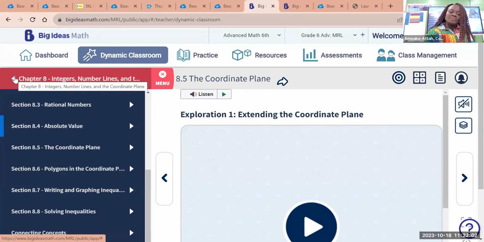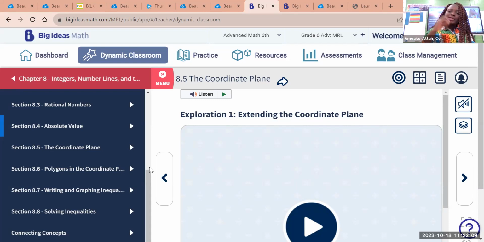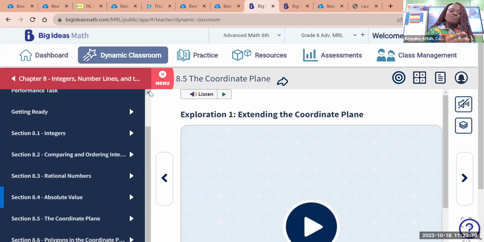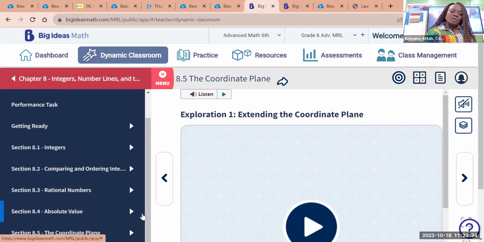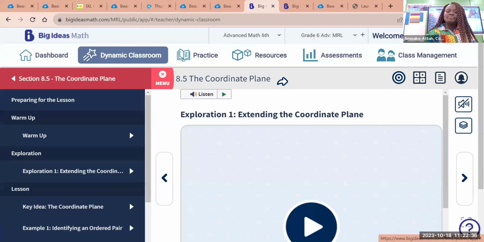So this is chapter 8, and we have treated most of the questions. But we are going to treat rational numbers on their own as a standard on its own. We have already gone through absolute values and comparing and ordering integers. We've already done all these ones. Good. So now let's quickly go to our main standard for today, which is the coordinate plane.